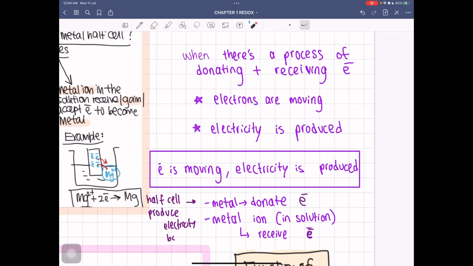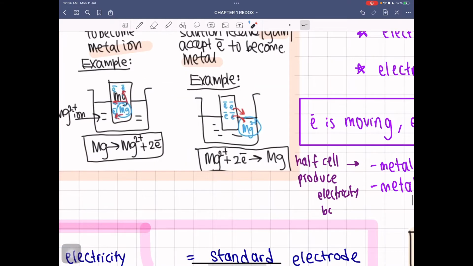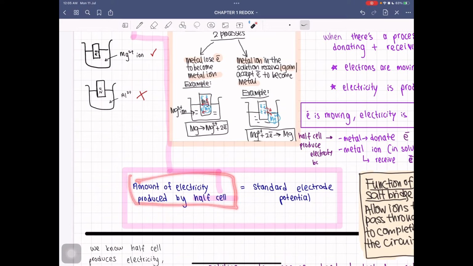When one donates and one receives, this also proves that a redox reaction is happening, because when it gains electrons, it undergoes reduction. When it loses electrons, it releases electrons, so oxidation occurs. From there we also know that when it gains electrons it is reduction, so this one is the oxidizing agent, whereas this one loses electrons, so it undergoes oxidation, so this is the reducing agent. The amount of electricity produced by the half cell becomes the standard electrode potential.